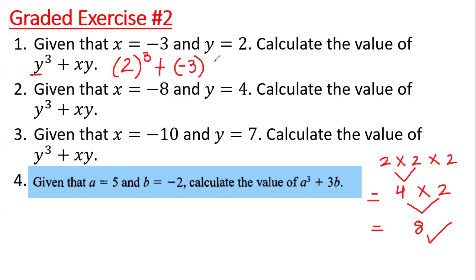X is negative 3. Good. Multiplied by 2, right? Yes, sir. So it's equal to 2 cubed is 8, plus what? Negative 3 times 2 is what? Negative 6. So we have 8 minus 6. What is 8 minus 6? 2. Very good. Oh my God, I did it right.